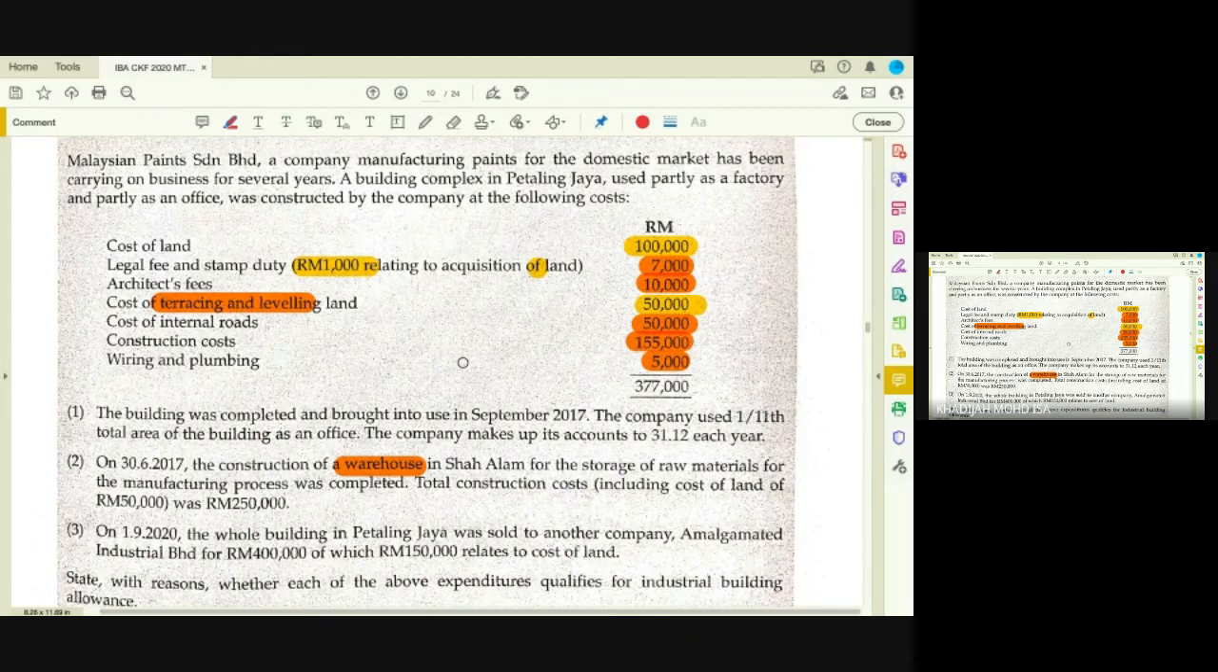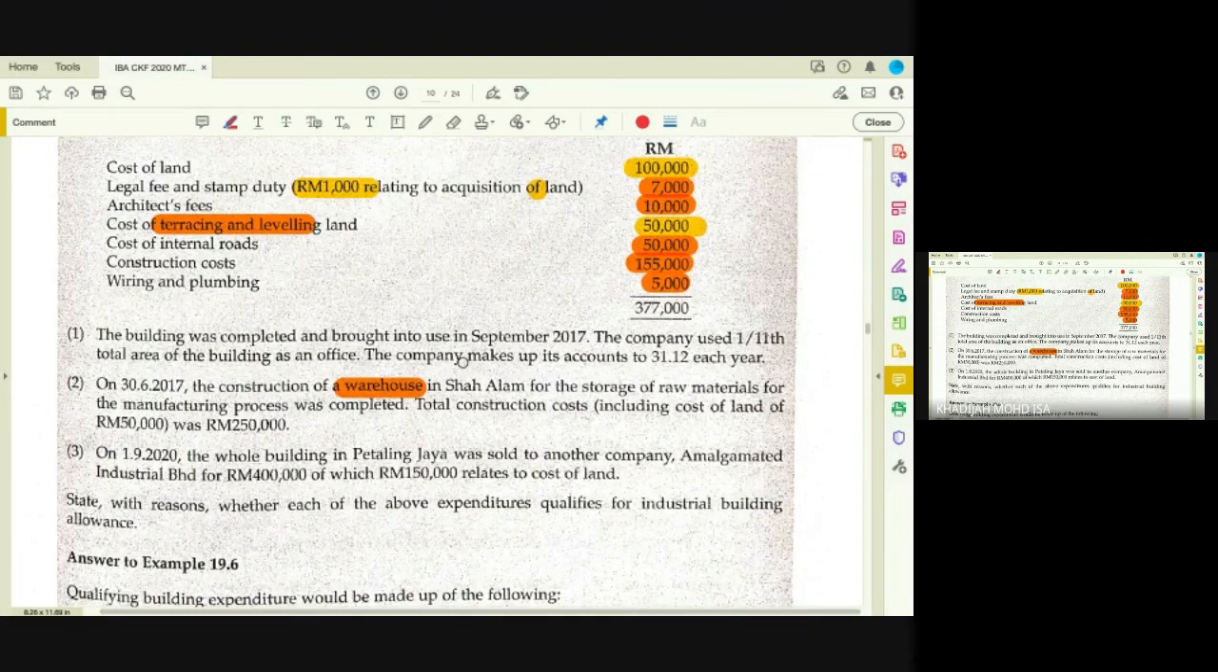Right? There's cost of land, legal fees and stamp duty, 1,000 relating to the land. We have architect fee, cost of terracing and leveling of land, cost of internal roads, construction cost, wiring and plumbing. Terracing and leveling land can only be qualifying provided that it is 75% or more of your total cost. In this case, there's no information about that, so it's disregarded. It's non-qualifying. The building was completed and brought into use in September 2017.